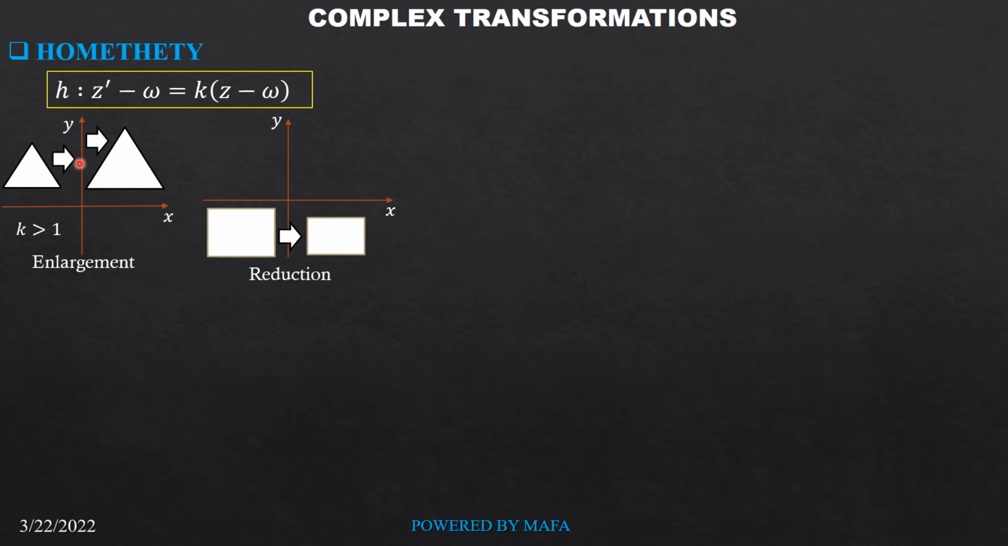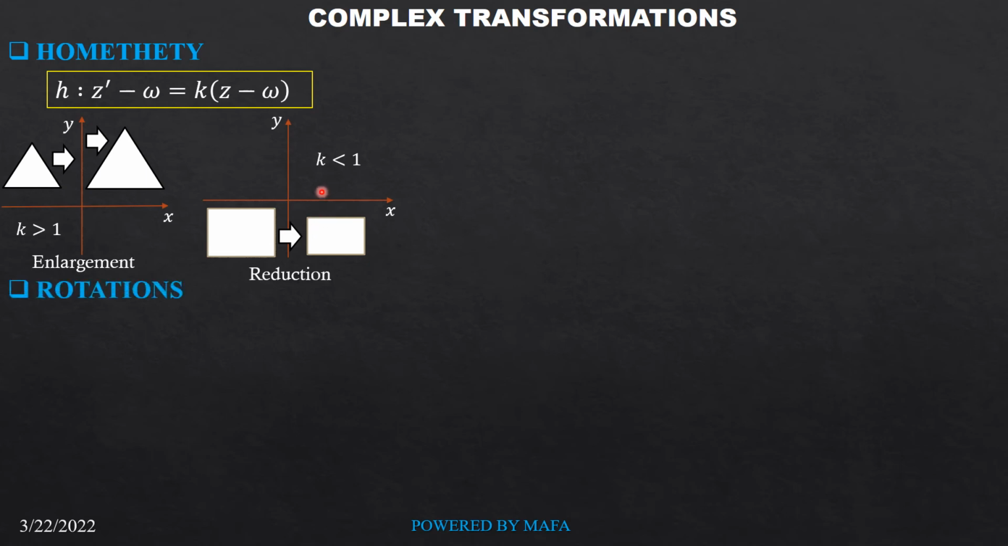And for an enlargement, our k, our scale factor, is always greater than 1. And for a reduction, our k, the scale factor, is always less than 1. I repeat again, if k is equal to 1, it is not a homothetic transformation. It is simply a reflection. Meaning that if k is equal to 1, then this square is going to be reflected about this axis to obtain this square. So we are going to have the same thing.